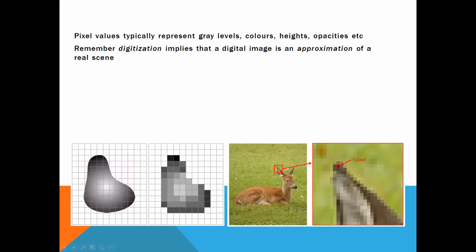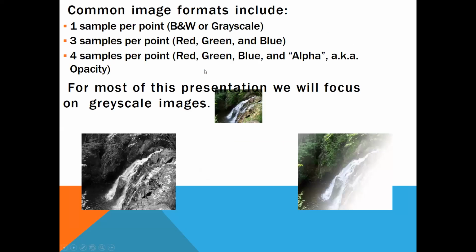Next, common image formats include one sample per point, which is black and white or grayscale, and three samples per point, that is red, green, and blue, which we are using here. Four samples is where we are using alpha, a.k.a. opacity. Most of this presentation will focus on grayscale images. These are our focus area basically.